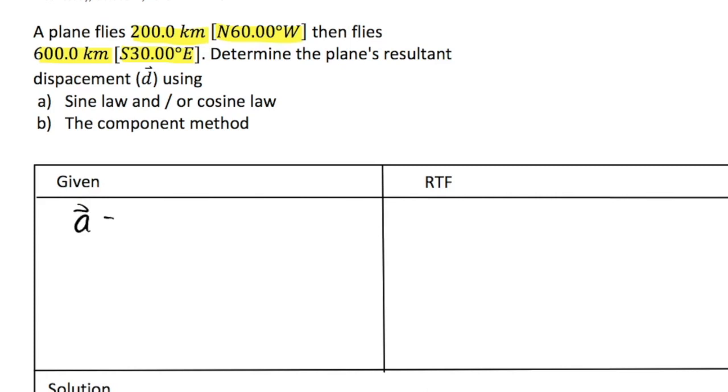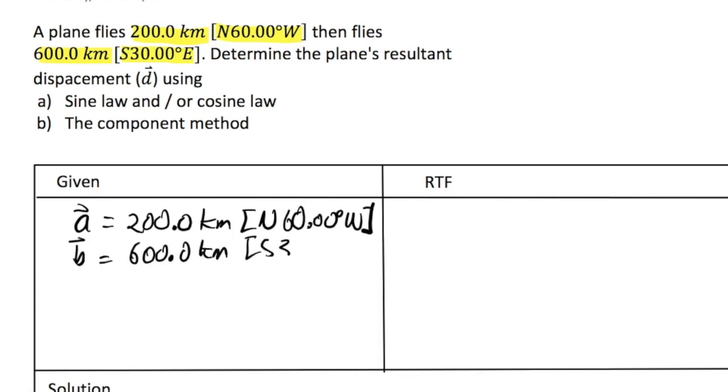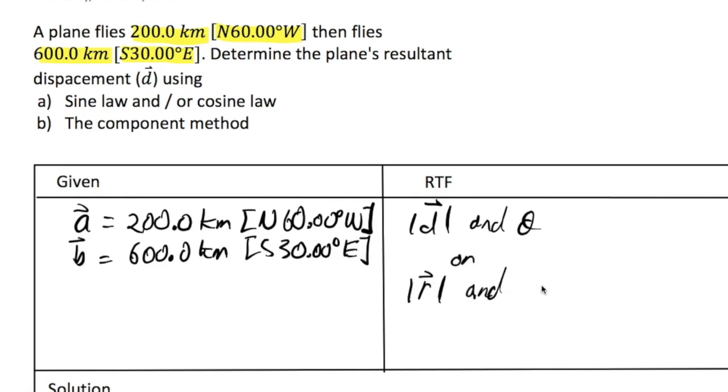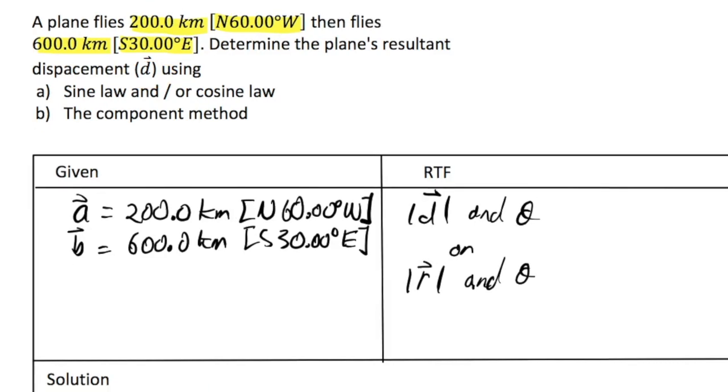So starting off, vector A, that's our first vector. It's 200 kilometers north, 60 degrees west. Vector B, 600 kilometers south, 30 degrees east. All right, so we're looking for the magnitude and the direction of our displacement. And let's make that harpoon a little bit more harpoony. There we go. Now, as mentioned before, I like using this notation, the resultant, and then we'll use this displacement notation in the therefore statement. Because displacement is just a type of resultant.